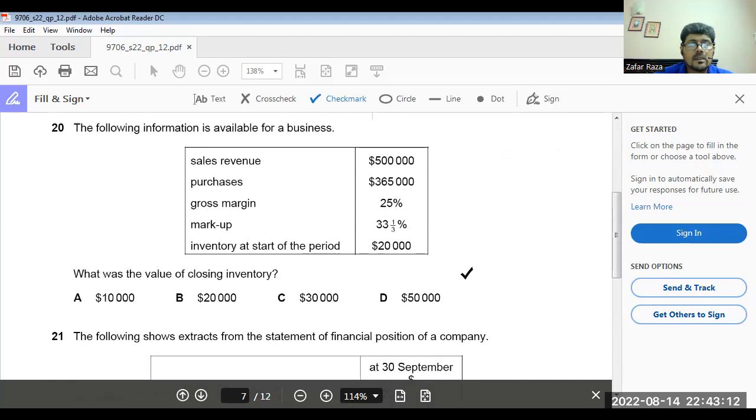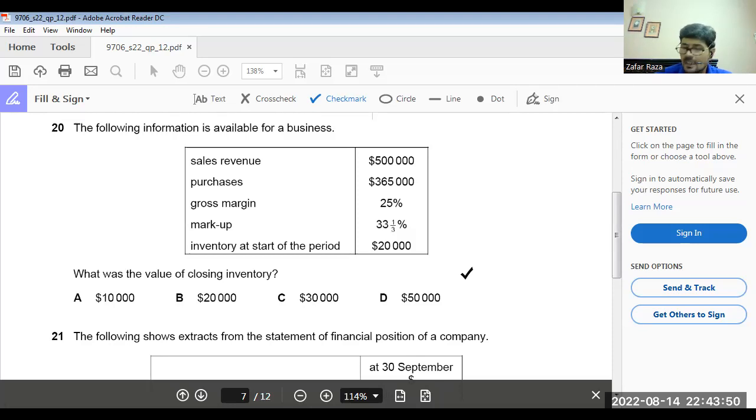Now, the following information is available for a business: sales, purchases, gross margin, markup, inventory at the start of the period. Now, margin is 25%. It means cost of sales is 75%. Okay. 500,000 multiplied by 75% is 375,000, which is the cost of sales. Now we have to calculate the value of closing inventory.